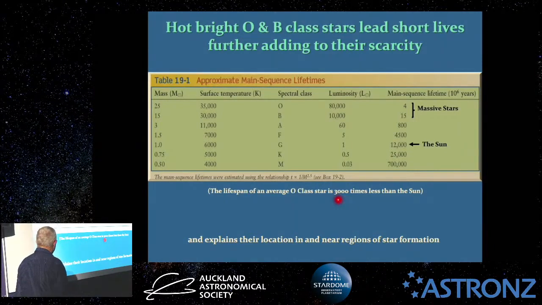Check that out. So that also goes to explain their location. Why are they very close to regions of star formation? They don't have time to go anywhere else. So that's the reason why. They hardly have time to leave the nest. Pity that didn't happen to teenagers sometimes.